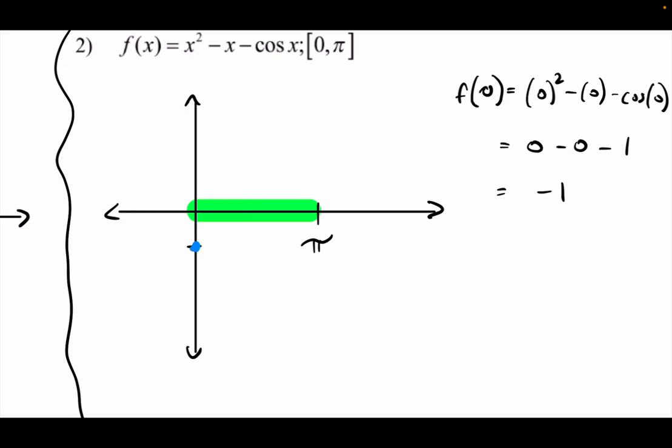Okay. Now I'm going to plug in pi. Let's see, f of pi. Wait, so why did you use negative 1? What's that? 0, negative 1. That's the first one. That's where the interval starts.